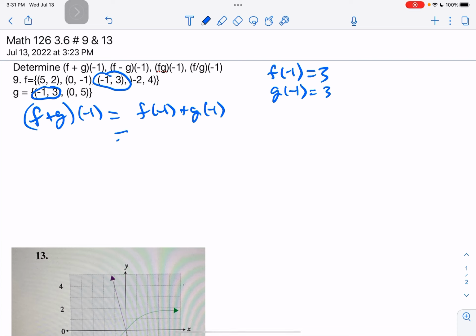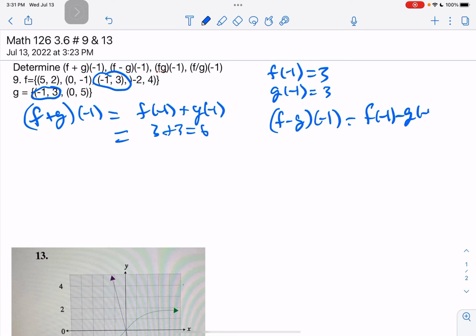So our f plus g of negative 1 is going to be 3 plus 3. It's a little sloppy there. Oops. Don't know how I got to erase mode, but okay. 3 plus 3, and that gives me 6. For f minus g of negative 1, that's f of negative 1 minus g of negative 1. So that's 3 minus 3, which is 0.